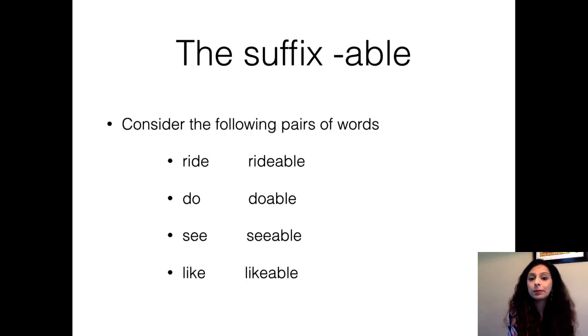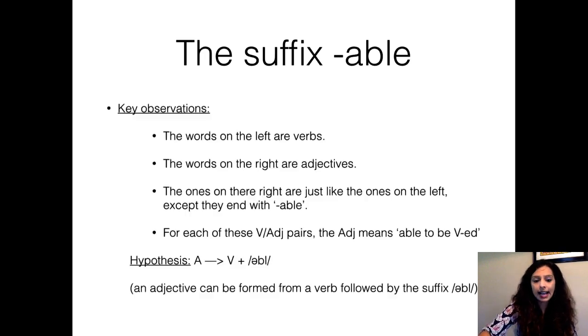Now we go on to able. So I want you to again look at the words on the left hand side and tell me what the part of speech is of those words. So the part of speech of the words on the left hand side is verb, right? To write, to do, to see, to like, etc. And what is the part of speech of the words on the right hand side? Writable, doable, seeable, likable. That's right, these are adjectives.